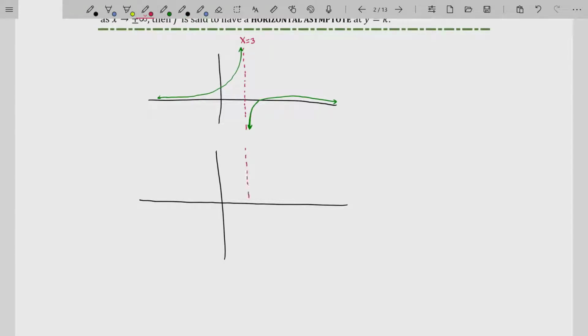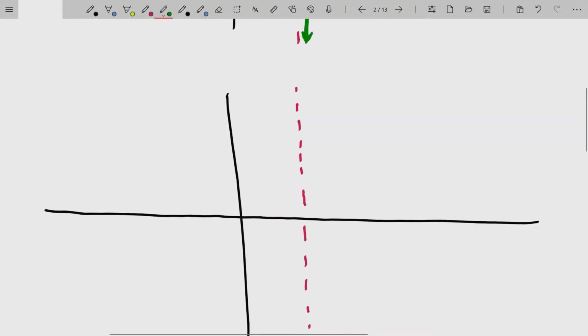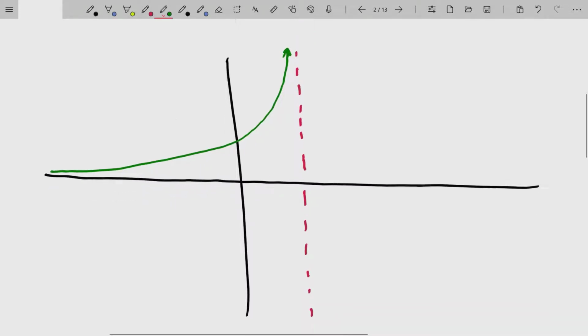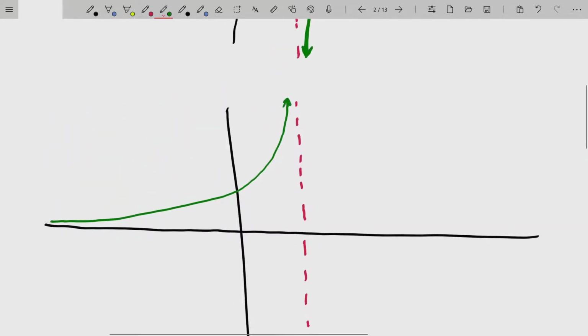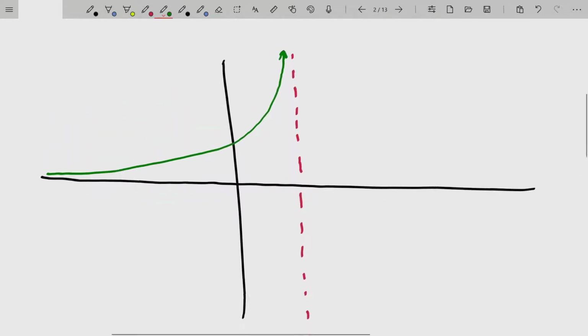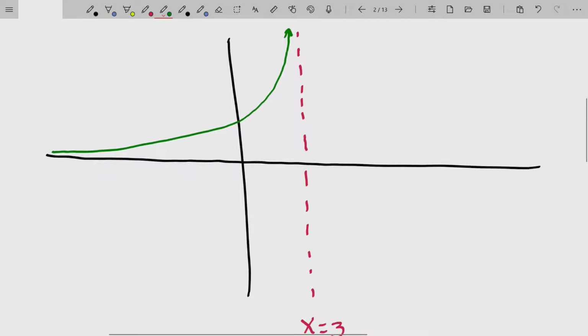For example, I could draw out a vertical asymptote. Again, I'll use x equals 3 here. And maybe on the left-hand side, your function might look like this. As it gets really close to the vertical asymptote, it might rise up to infinity. So therefore, the fact that the left part of this graph is rising to infinity as x is getting really close to 3 tells us that x equals 3 is a vertical asymptote.